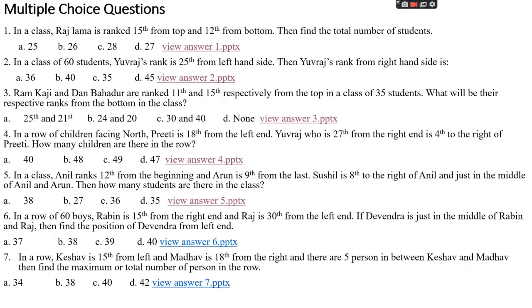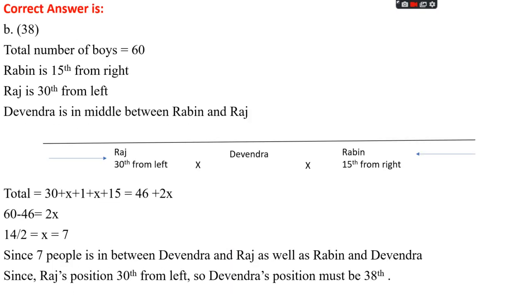Question number 6. In a row of 60 boys, Ravin is 15th from the right end and Raj is 30th from the left end. If Devendra is just in the middle of Ravin and Raj, then find the position of Devendra from the left end. Option A, 37. Option B, 38. Option C, 39. Or option D, 40. The right answer is option B, that is 38.